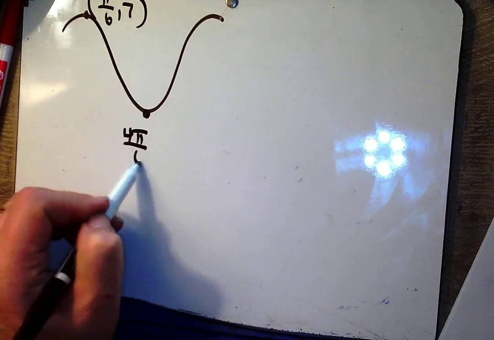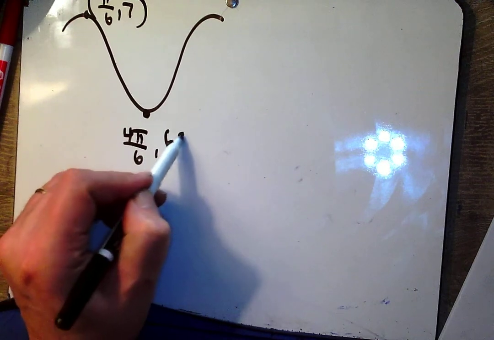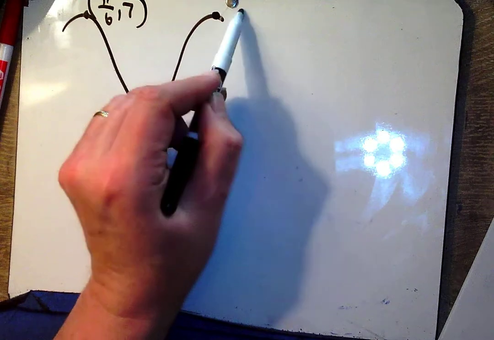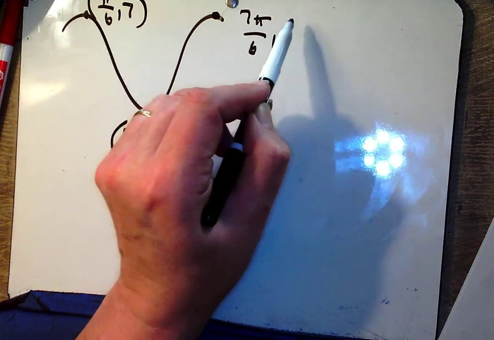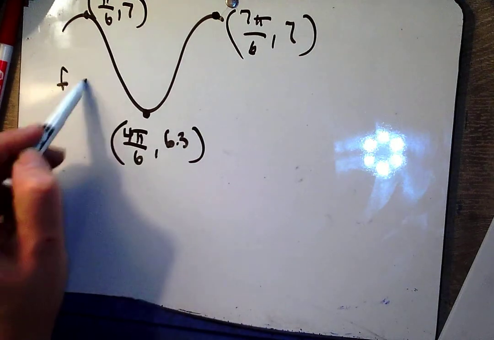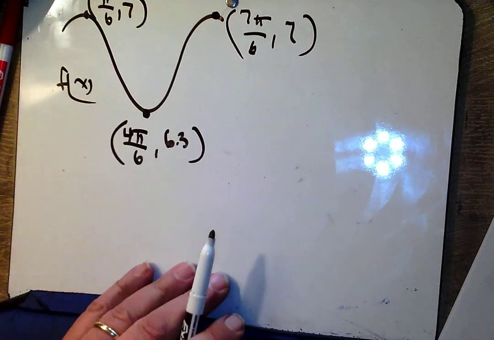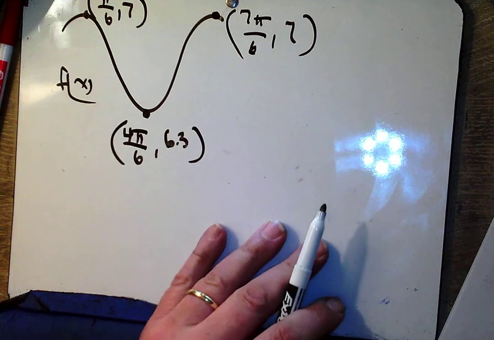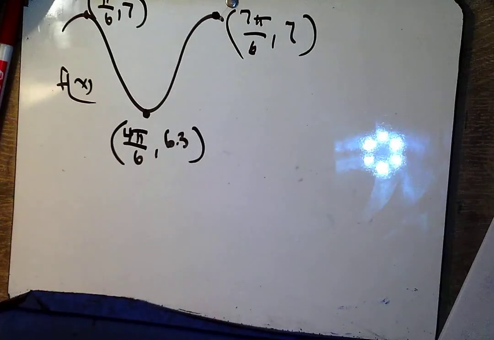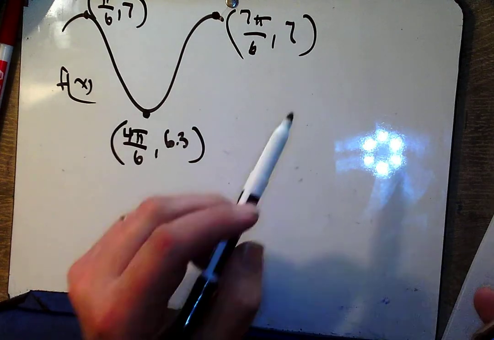4 pi over 6, 6.3, and 7 pi over 6, 7. So could you please write the equation for this trig function? Come back when you're done. Congratulations.